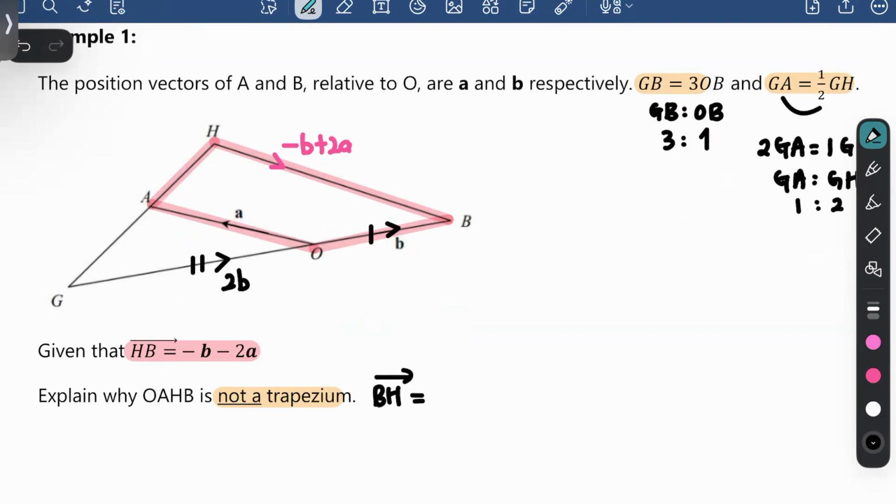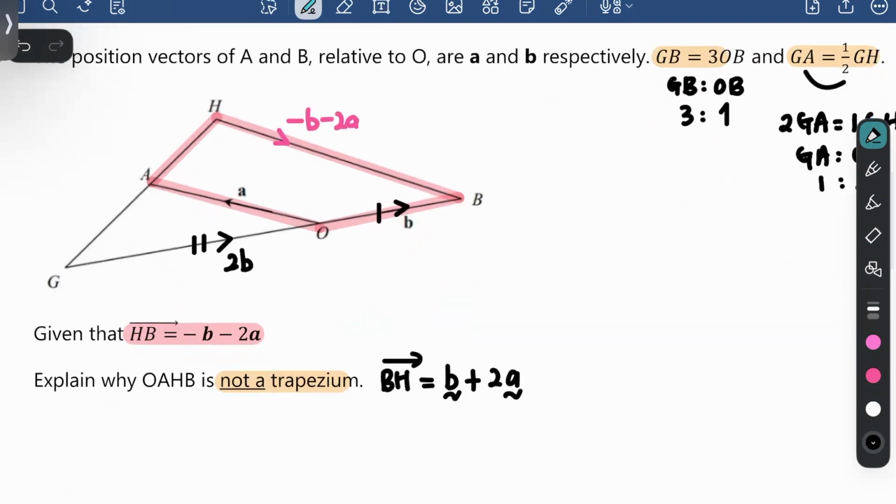BH is actually, wait, this is my bad. This is a minus, okay? So it will become B plus 2A. In my working, I must put the curly line below, okay? So what we're going to understand here is that OA is actually what? OA is actually just A. So now same direction already, right?